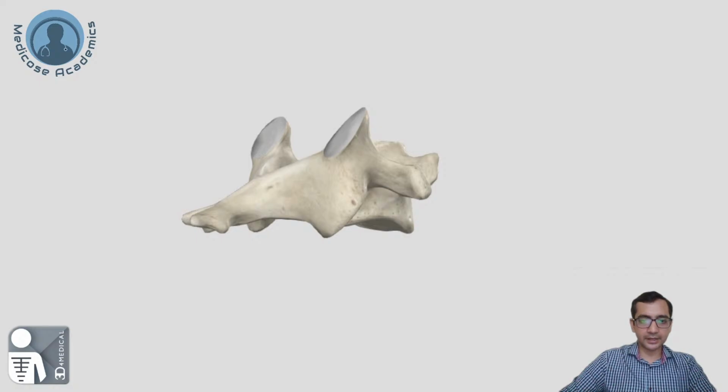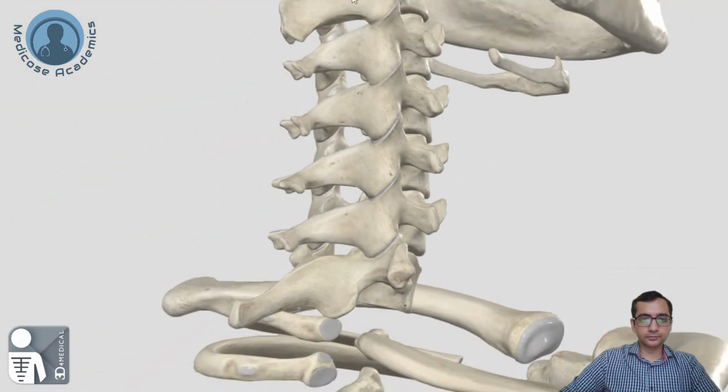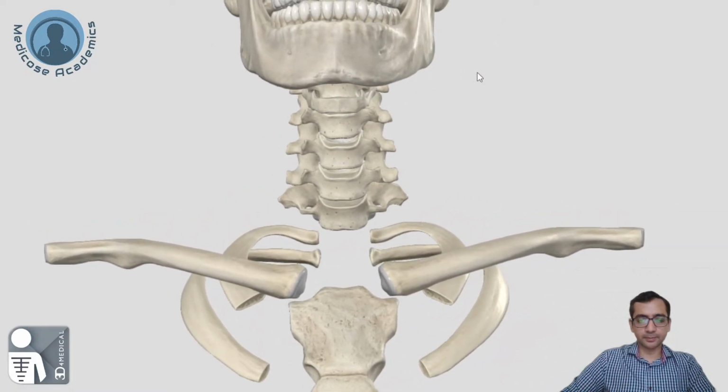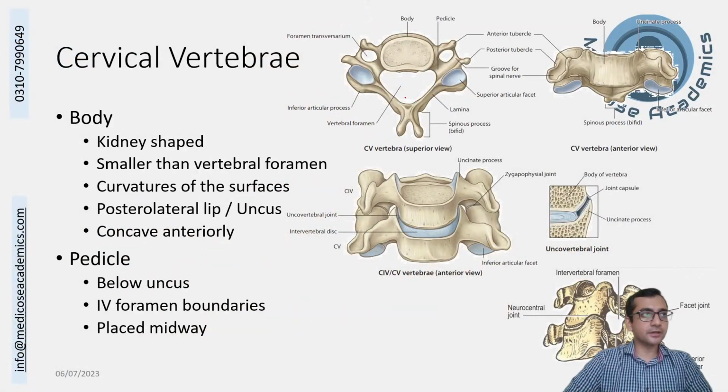So let me get back to the presentation. Let's quickly revise what we have done till now. We talked about the kidney shape, more transverse, and the anteroposterior diameter is smaller than the vertebral foramen. Concavity in the transverse axis in the superior surface, convexity in the transverse axis in the inferior surface, convexity or beveled surface on the anteroposterior in the superior, concavity in the anteroposterior in the inferior surface.